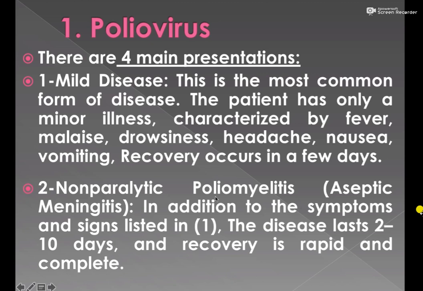The second, non-paralytic poliomyelitis, is also common, and is called aseptic meningitis. So polio is included in the differential diagnosis of viral aseptic meningitis. In addition to the symptoms and signs listed before, the disease lasts 2 to 10 days, and recovery is rapid and complete. So it is benign aseptic meningitis: fever, neck stiffness, meningism sign. The most common is the mild febrile illness.